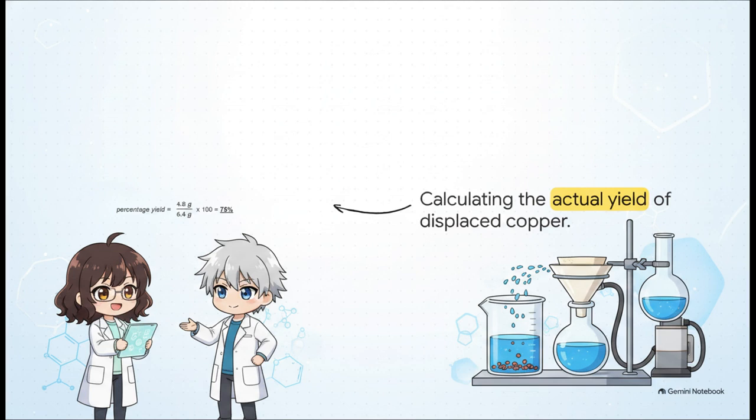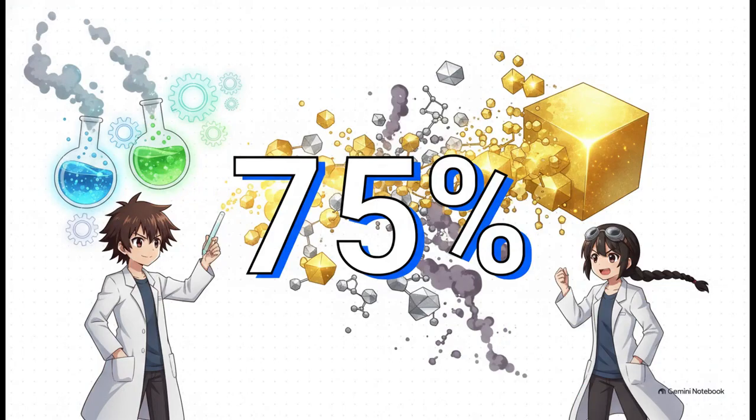Walking through our stoichiometry steps, we calculated a theoretical yield of 6.4 grams. That is what the math promised us. But after filtering, washing, and drying everything in the lab, we only recovered 4.8 grams. So we take our actual 4.8 grams, divide it by our theoretical 6.4 grams, and multiply that by 100. And that gives us a 75% yield.